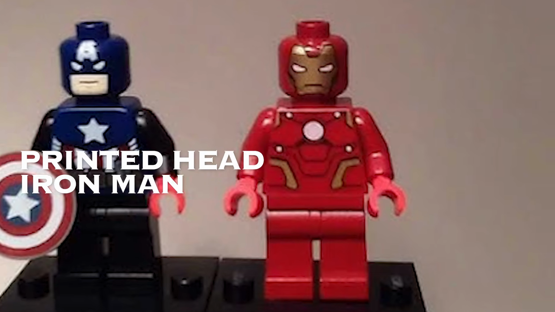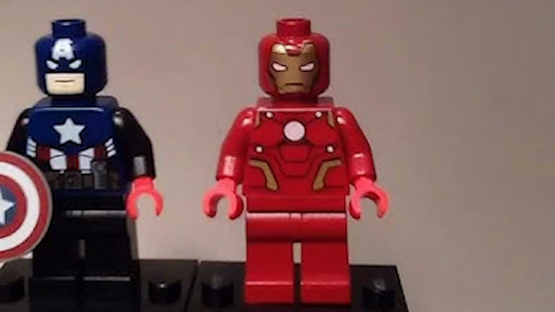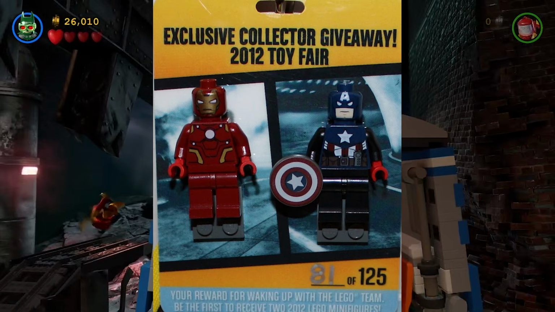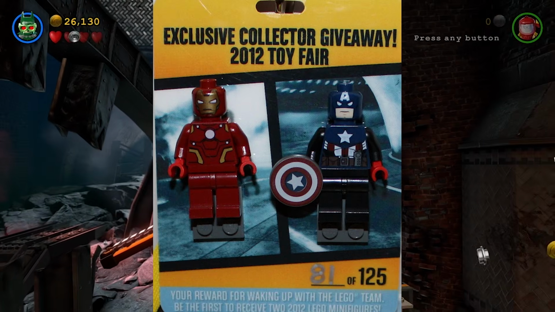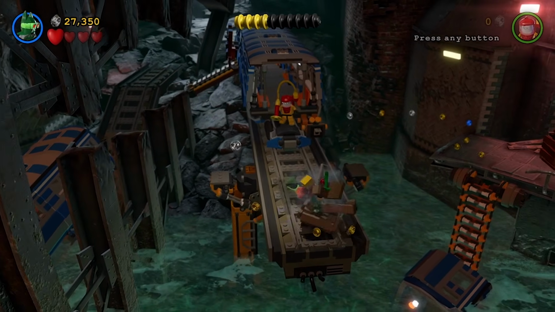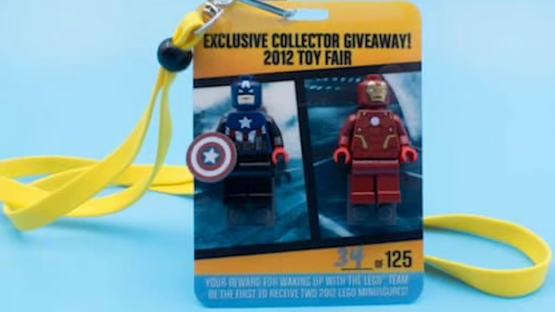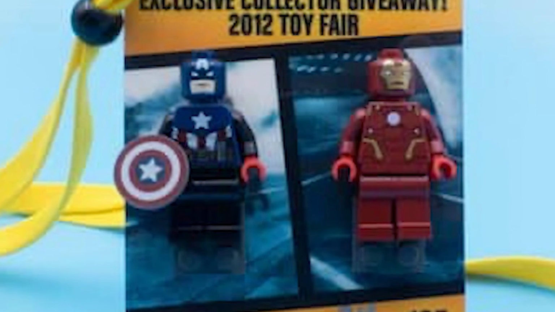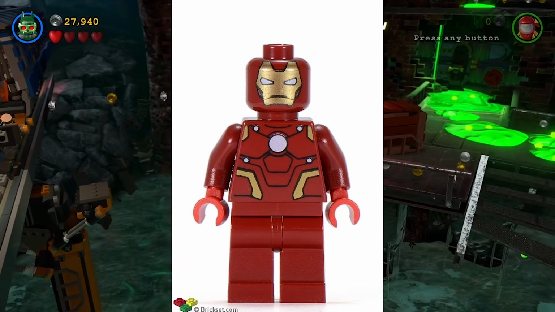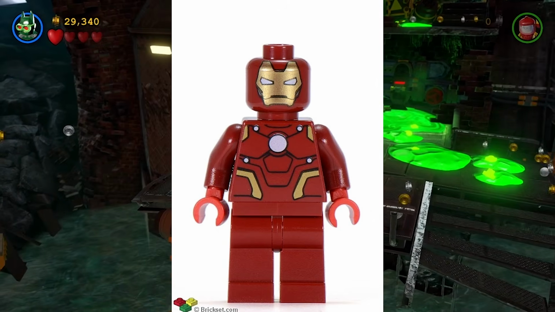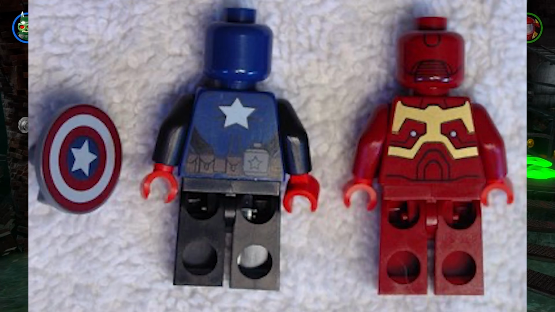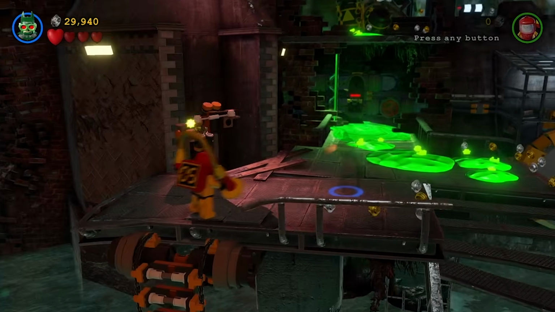Printed head Iron Man. So in 2012, to market the upcoming release of the Marvel Superheroes theme, LEGO made these two Marvel minifigures, kind of like they did with those DC minifigures I mentioned previously. These were distributed at that year's International Toy Fair in New York. They made 125 of this Bucky Barnes Captain America minifigure, and then they made 125 of this Iron Man minifigure. The Iron Man is very unique, as it's the only Iron Man minifigure whose helmet is printed directly onto the head, as opposed to having a helmet piece, and it looks a little goofy as a result.